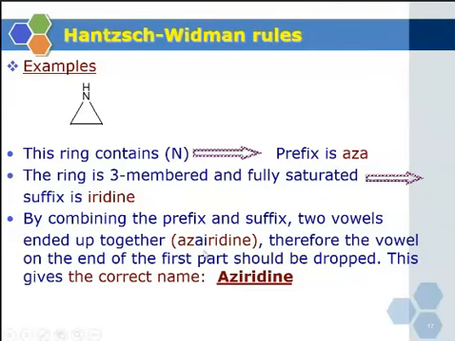Now, when we combine this prefix and suffix, we get aza-iridine. Two vowels come together, so the first one will be dropped. And we will get at the end the name aziridine. So, this is representing a structure called aziridine.